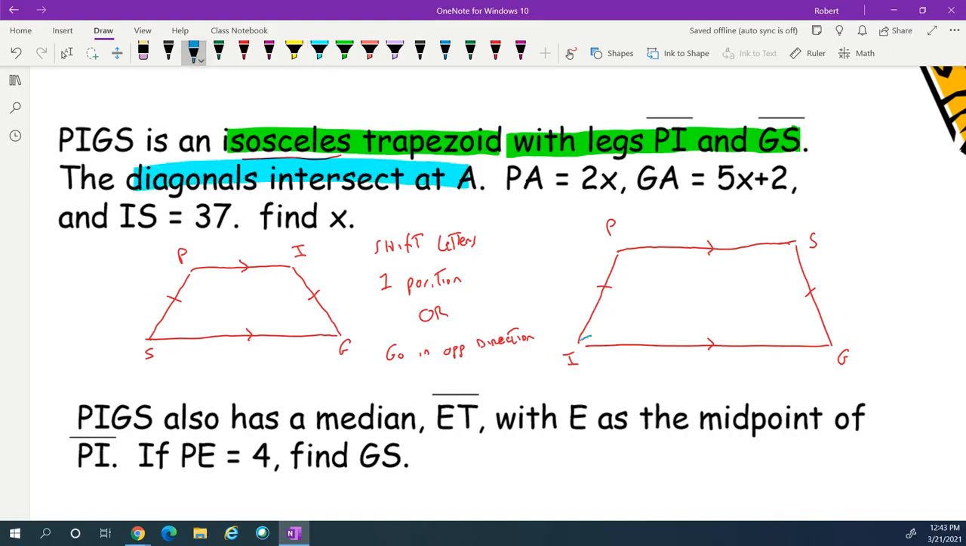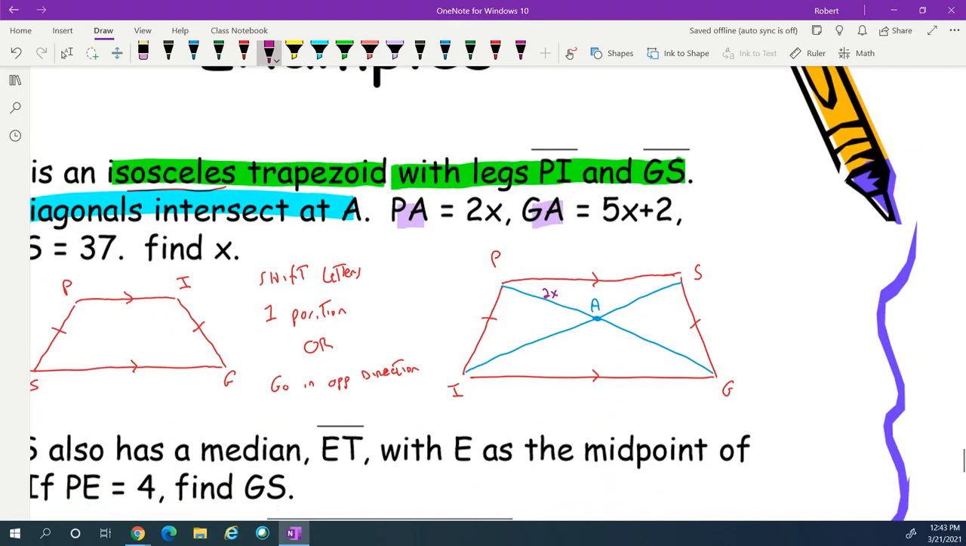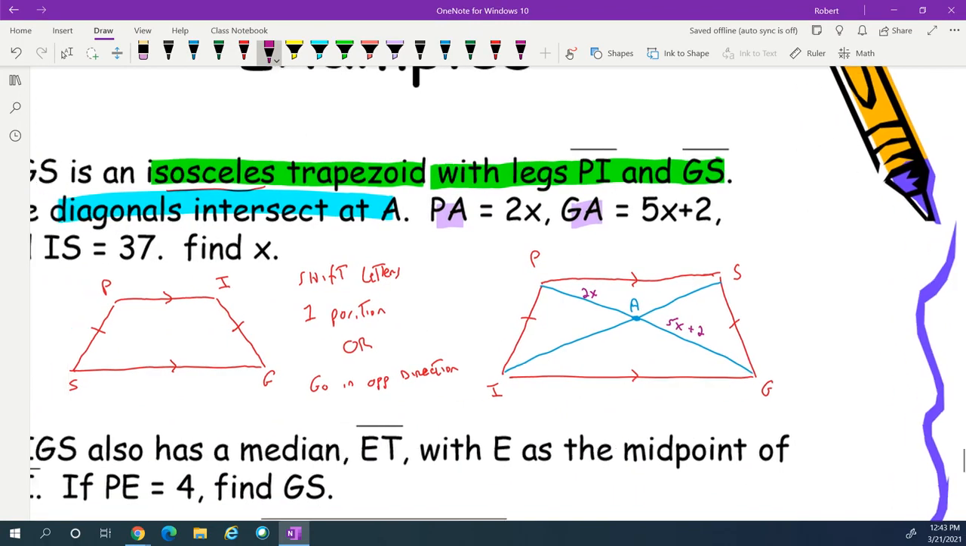They intersect at A. And let's see what they've told us. They gave us PA and GA, so I want to get them into the picture. PA is 2x. GA is 5x plus 2.